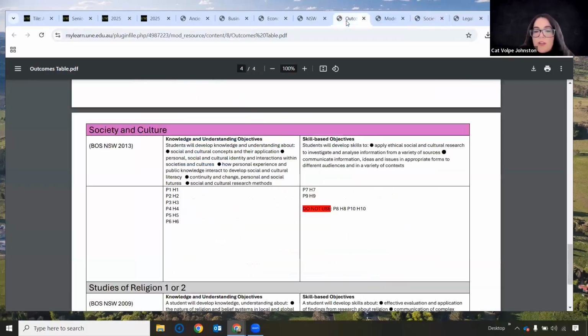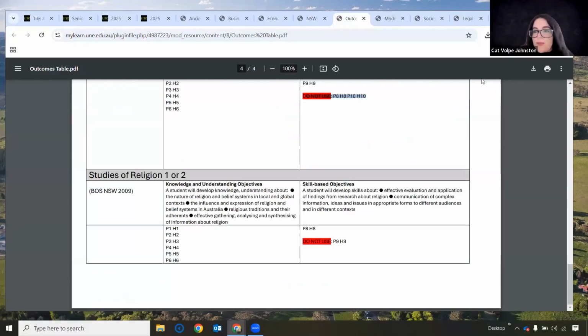Okay, so remembering, make sure that you don't go outside of these and that you don't use anything that's not within these two sections, not using any of these for society and culture.